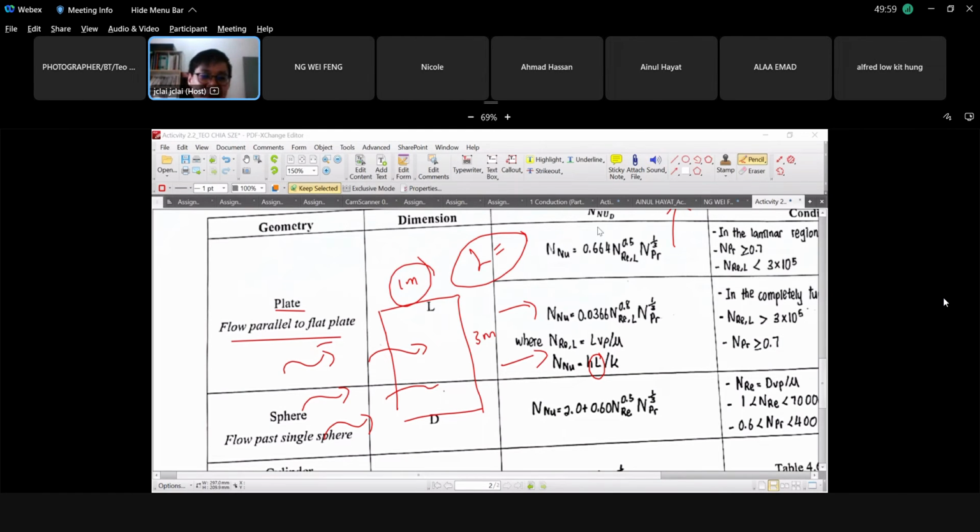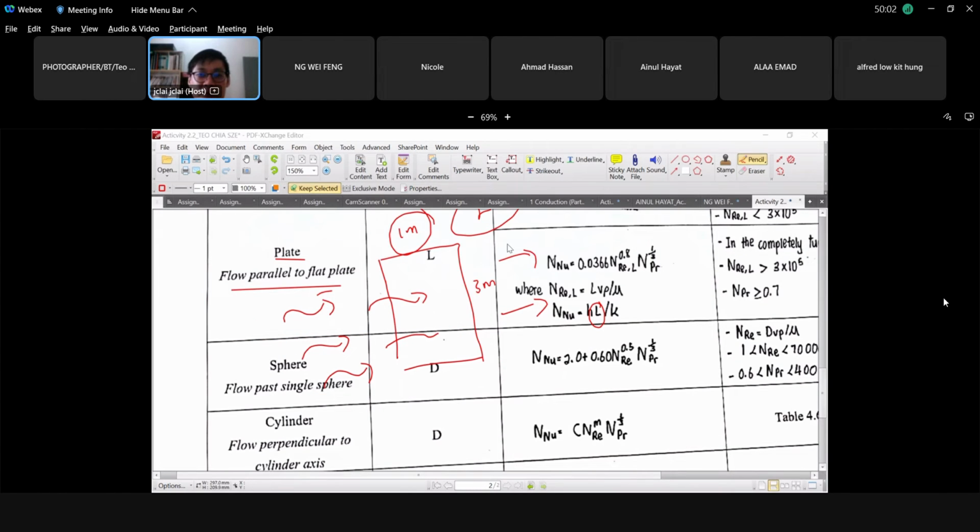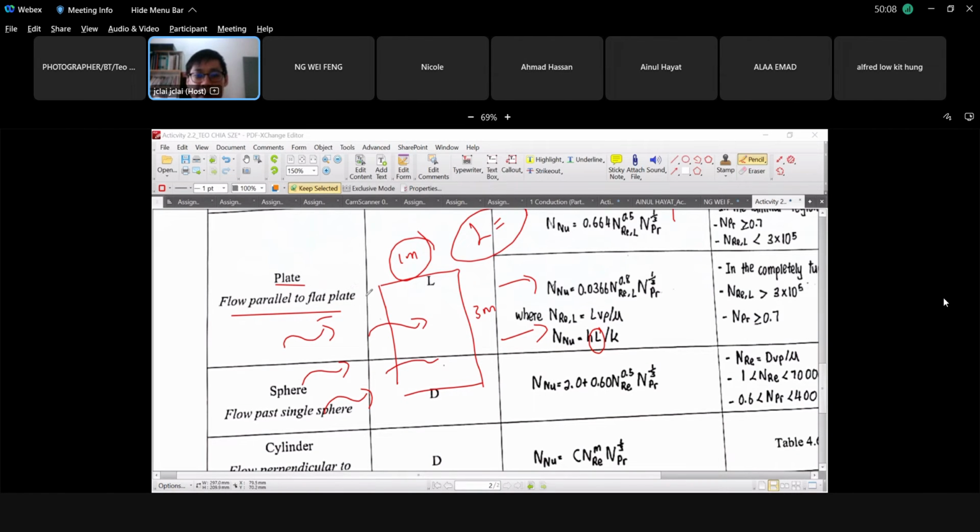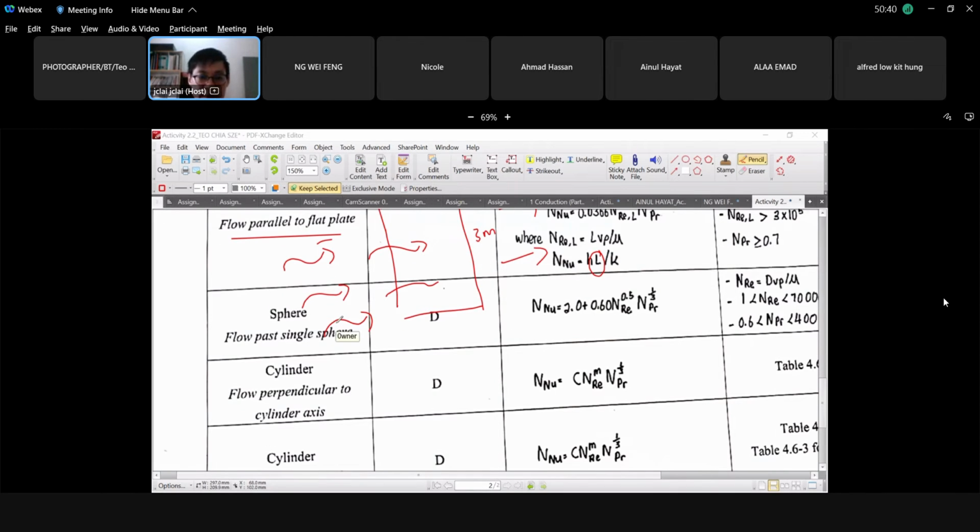Okay, so please be very careful when you use this formula. Read carefully what the conditions are. For a plate, don't just simply take the longest. You need to see the condition. What is the condition? Flow is parallel, meaning the length which is parallel to the flow. That is the L. It's not always the longest.